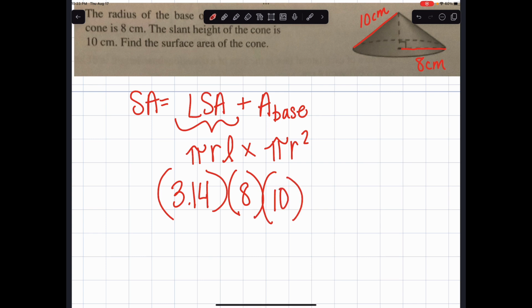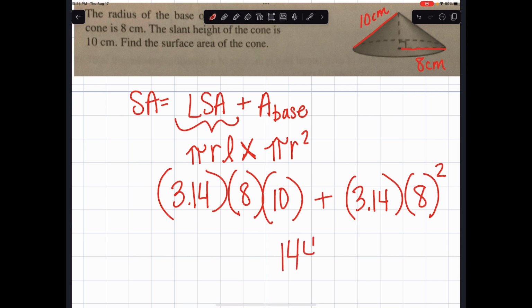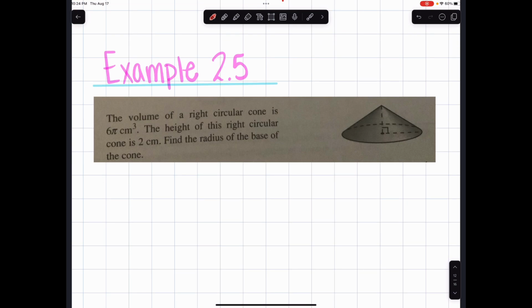And then, this should not be a multiply. This should be a plus sign right there. So we're going to add pi r squared, which is 3.14 times the radius, which is 8, and we're going to square that. And if you do the math on all of that, you are going to end up with 144 pi centimeters squared. You don't need to multiply out pi. You can just say that as part of your answer. Let's jump in and do the next example.